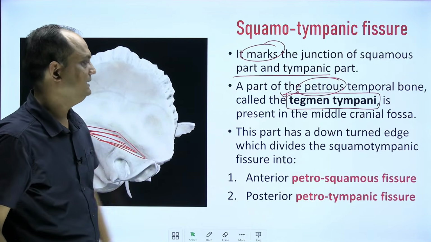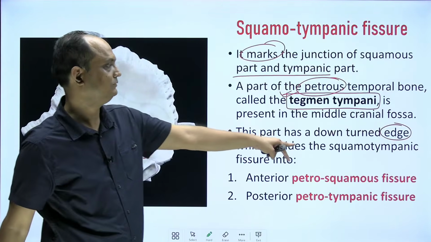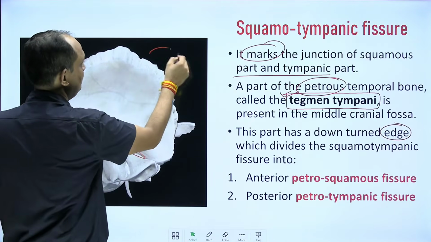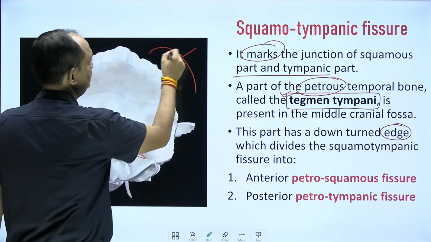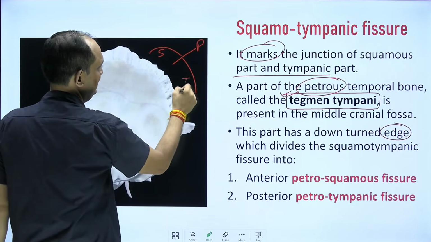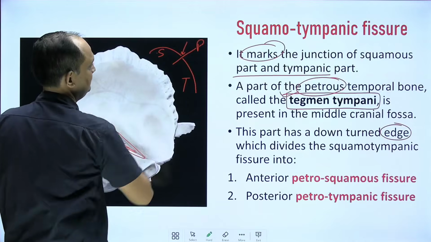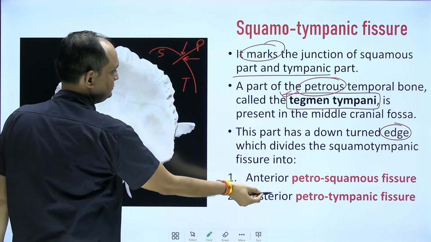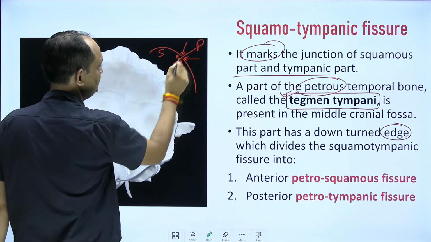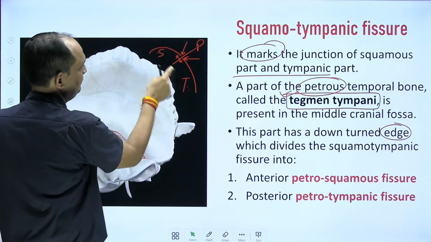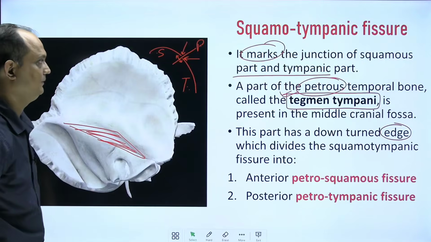Now, this tegmen tympani sends a small projection, which is known as edge, and this edge divides the squamotympanic fissure into two parts. I just told you this is the squamous part, this is the tympanic part, and now the petrous part is coming. So, this is squamous, this is petrous, this is tympanic. What is the name of this anterior fissure? It is known as petrosquamous fissure. What is the name of the posterior fissure? It is known as petrotympanic fissure. But what is the overall name of this fissure? Squamotympanic fissure. The squamotympanic fissure is divided by the petrous part into the petrosquamous and petrotympanic fissures.